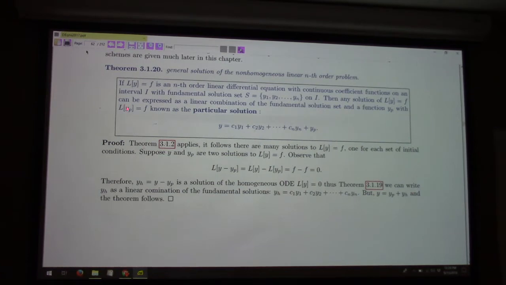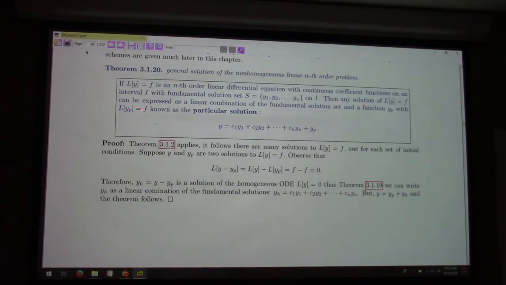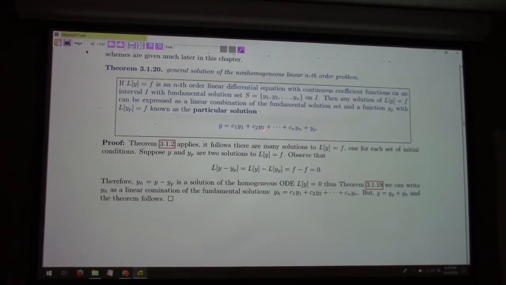So p is for particular. That just means it's a specific function, all right? So L of yp equals f. We can take that particular solution and add it to this linear combination of the fundamental solution set, and that will allow us to match to the given solution. So this is the general solution to the non-homogeneous problem.